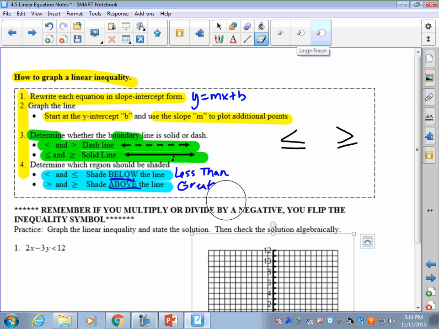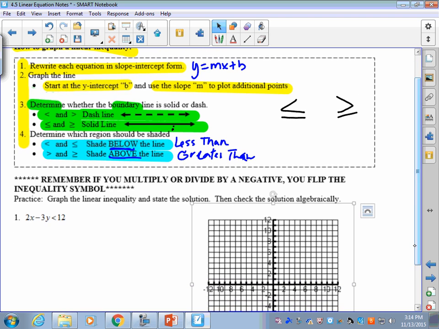I spelled that wrong. Yeah, I know, it looks bad.